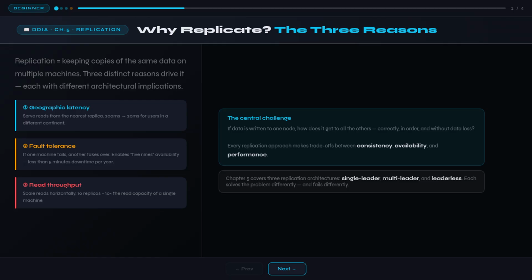And they come with a challenge that is surprisingly hard to get right. If data is written to one node, how does it get to all the others? Every approach to this question involves trade-offs between consistency, availability, and performance. Chapter 5 of Designing Data-Intensive Applications maps those trade-offs in detail. We start with the simplest and most widely used model, leader-based replication.